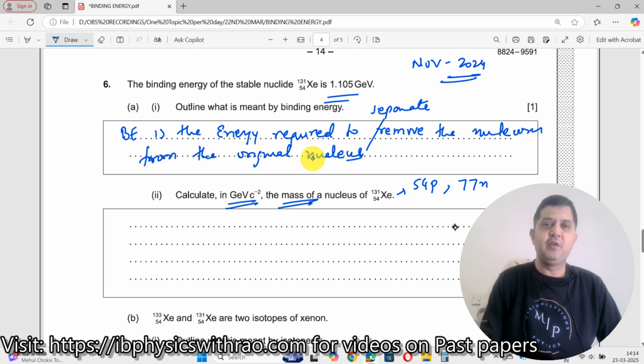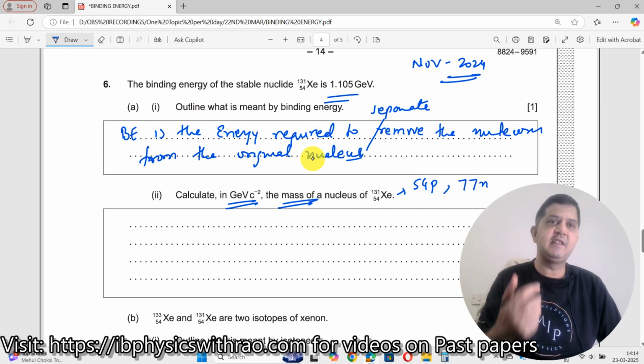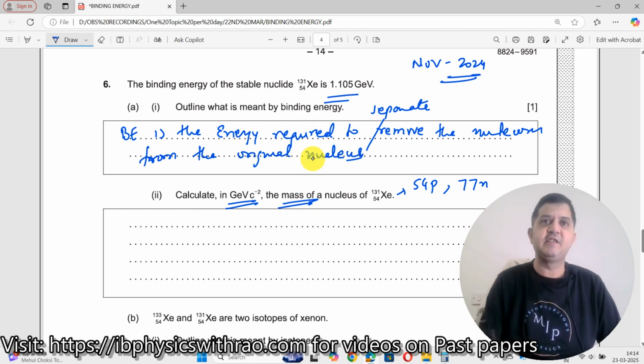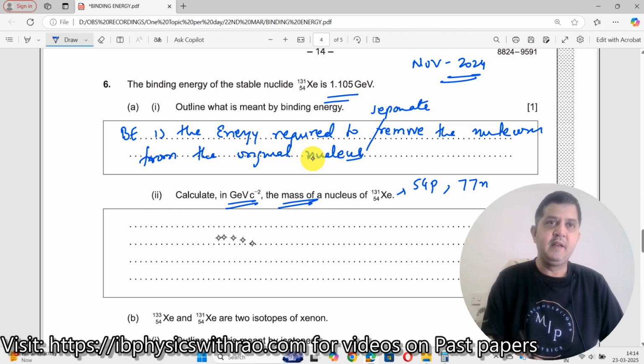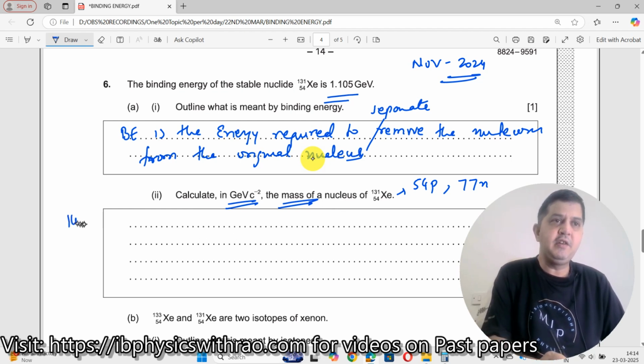So it has 77 neutrons. Therefore, it has so many protons and so many neutrons. What is the energy required to separate all of them? It's 1.105. But you need to find out the mass of this nucleus. So how do we find that? We know that 1 u_p c square, where u_p is the mass of a proton, that's why I have written the suffix p here.